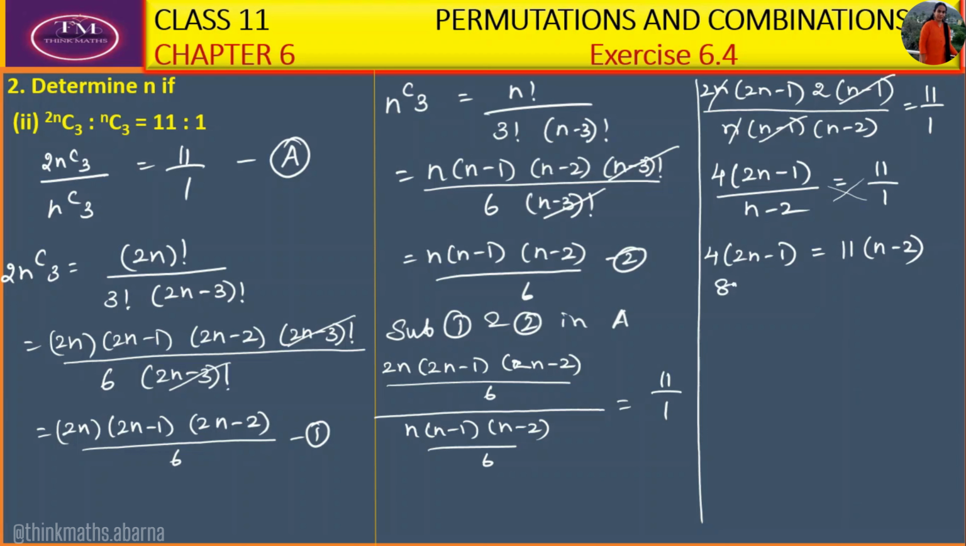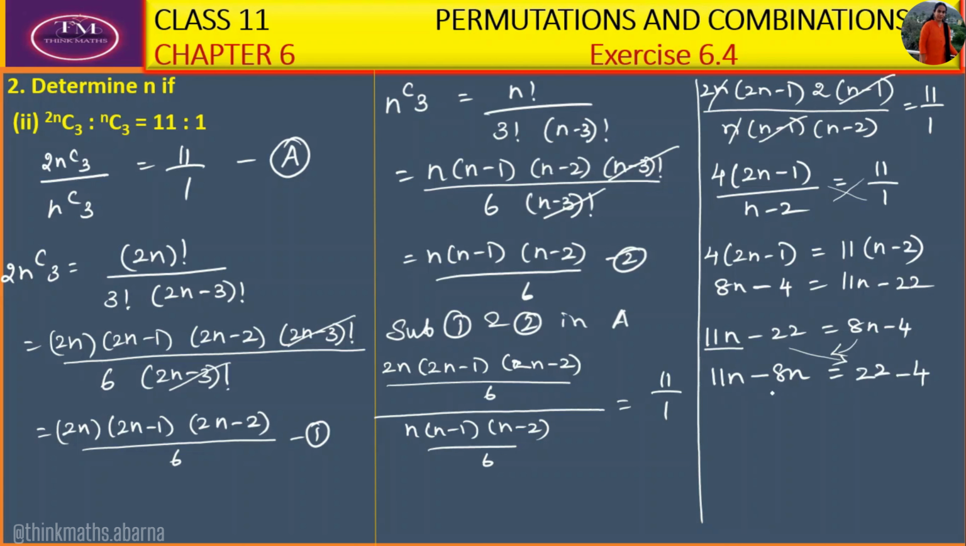So 4 into 2 is 8n minus 4, equal to 11 into n, 11n, minus 11 into 2, 22. In the same way I am exchanging the right and left sides. I am not doing any calculation, just changing it so that the negative sign can be avoided. Keeping this n part on one side, bringing this 8n across, plus 8n will become minus 8n, equal to the same minus 4 here. This minus 22, when I bring it to the right side, will become plus 22.